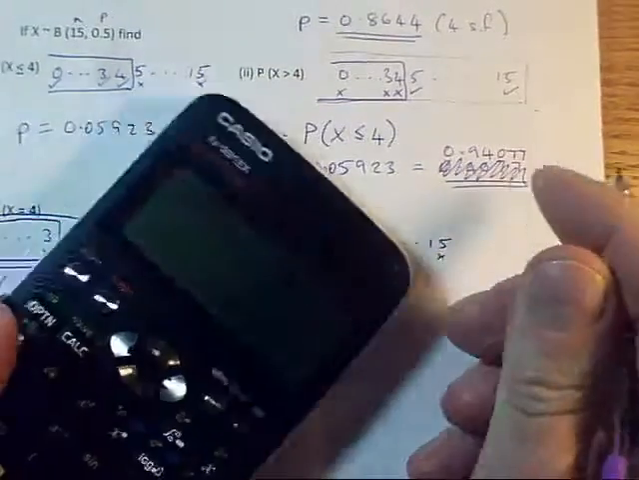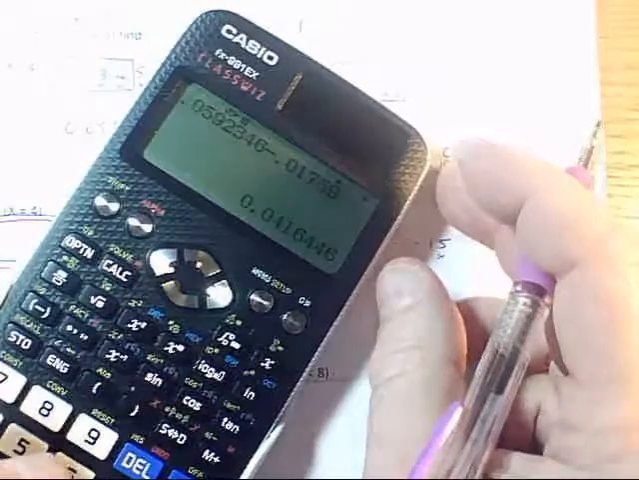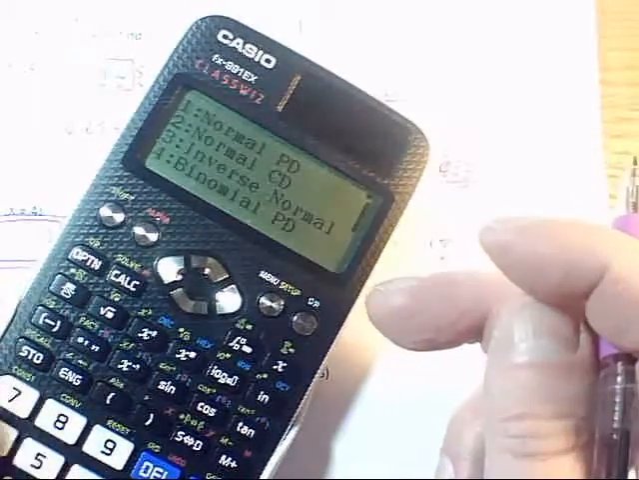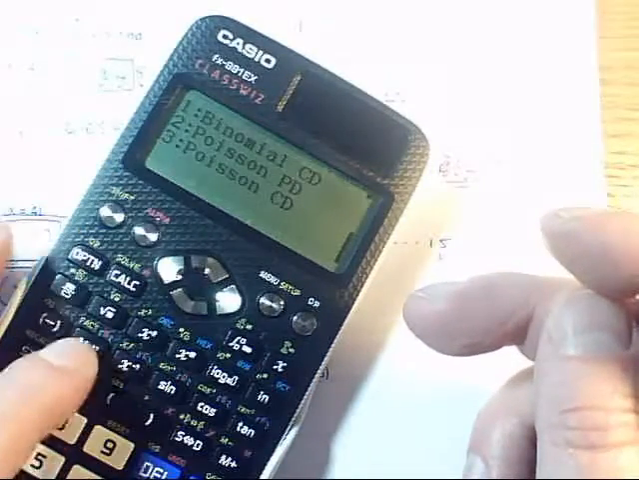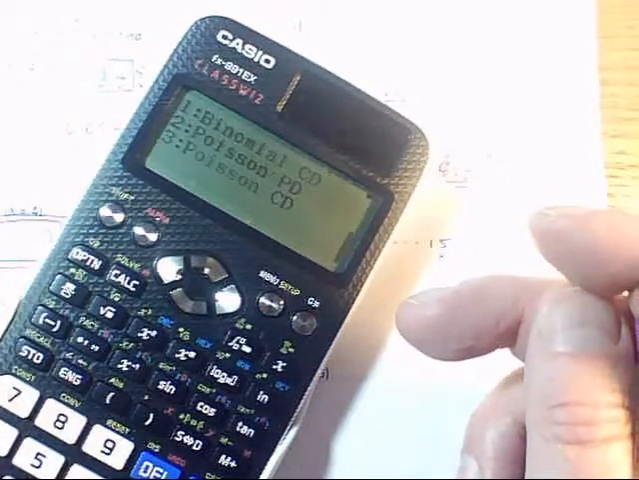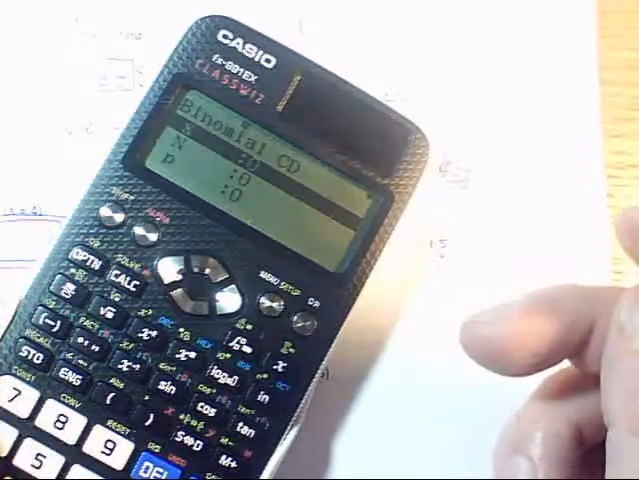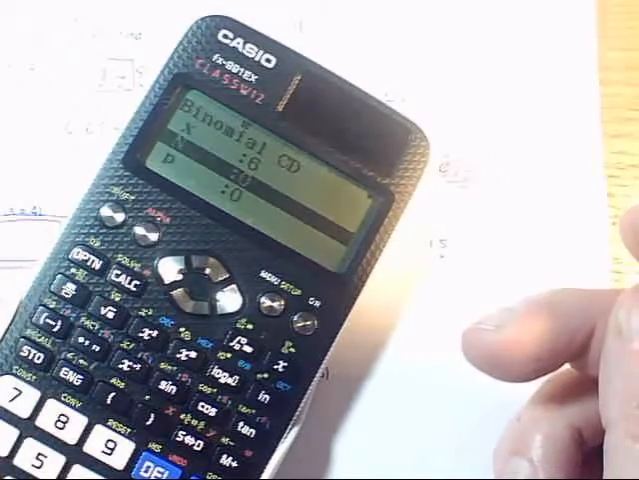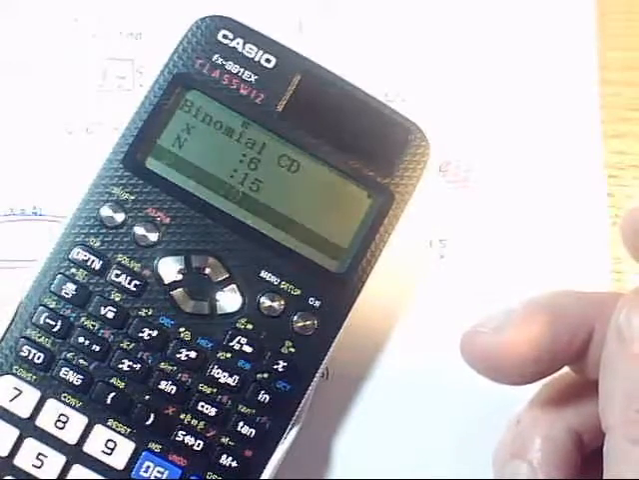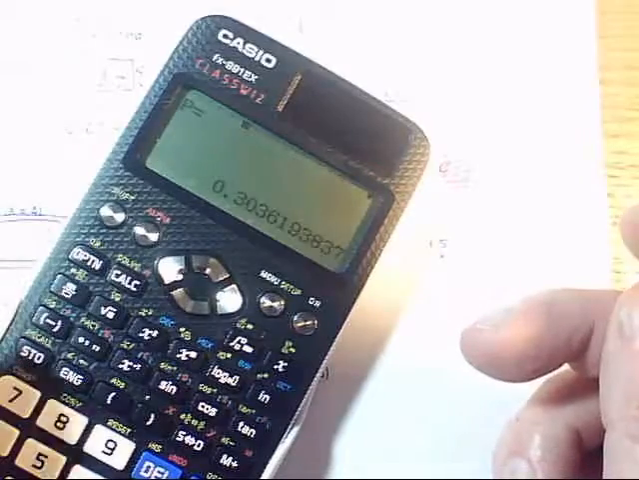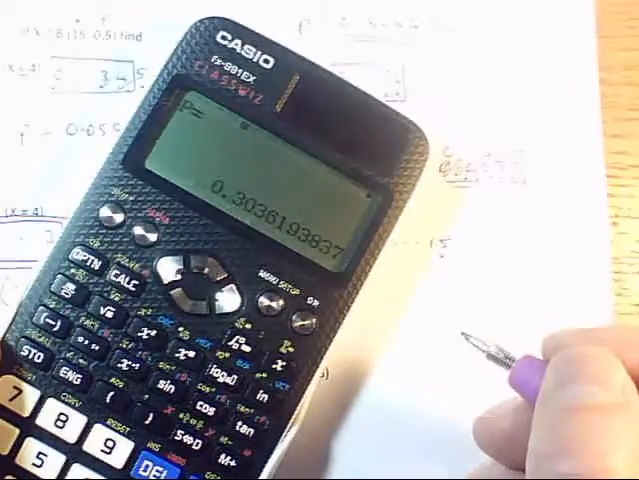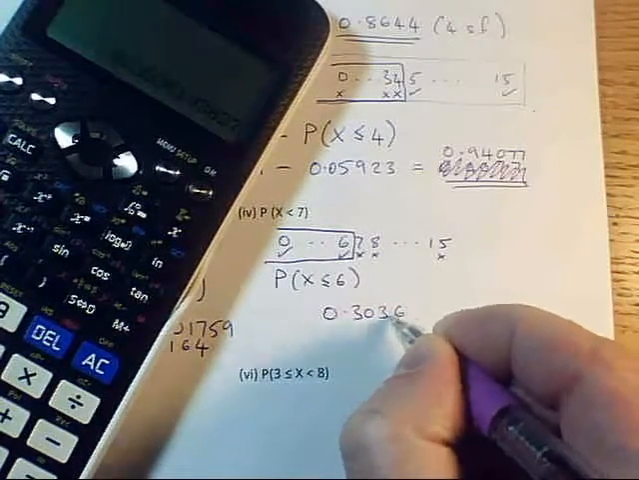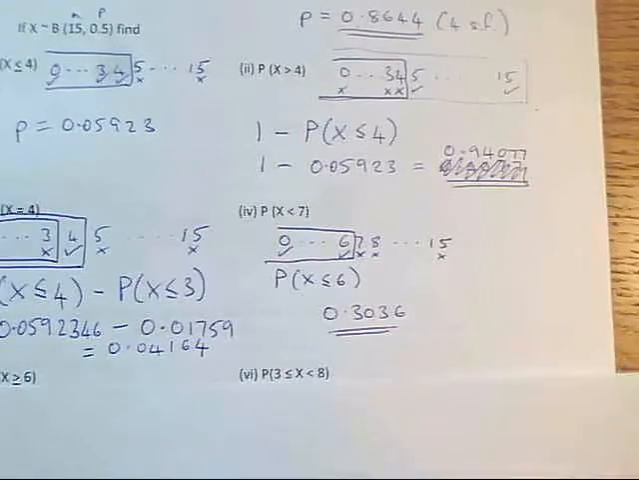So the x value I need to put in is going to be, I need to go back into binomial CD mode. There we are. So I'm going to need to put my values in afresh. I want to go up to 6, n is 15, as has been all along, p is 0.5, and it tells me the probability is 0.3036. 0.3036 is the probability I want.